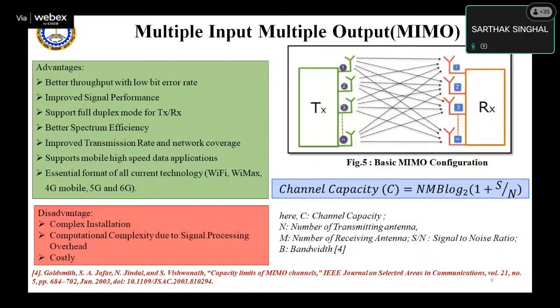But the challenge with this MIMO is complex installation and computational complexities due to the signal processing overheads. These complex installation and computational complexities increase the overall cost of initial implementation and maintenance of the MIMO systems.